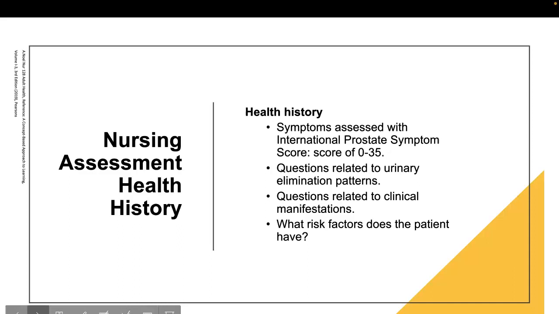When you answer those questions in the EHR system, it's going to calculate a score for you. That score can be anywhere from 0 to 35. Anytime it's 20 to 35, it indicates severe symptoms of urinary elimination or emptying problems, so that would definitely be an elevated number.